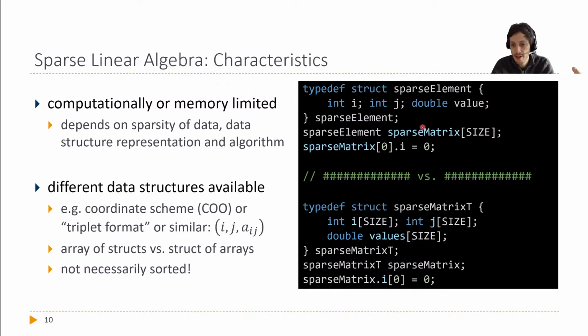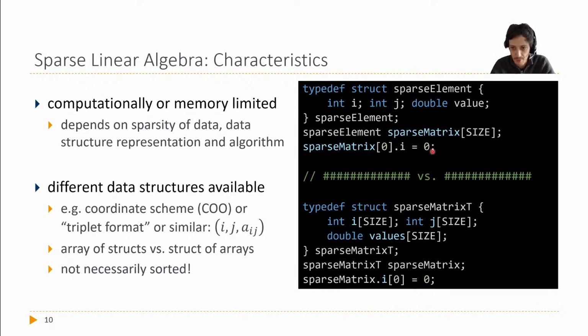And we can then simply create an array of a certain size, for example, of type sparse element, and we call this sparse matrix, for example. And if we want to set the coordinate of the first element to 0, we access the element at position 0 of our array. We want to access the coordinate I of this element, and we set it to 0.